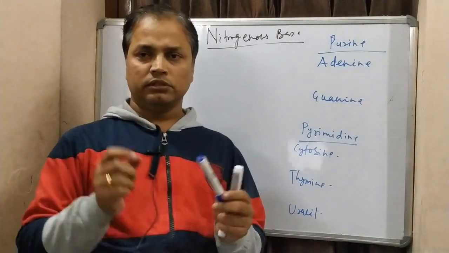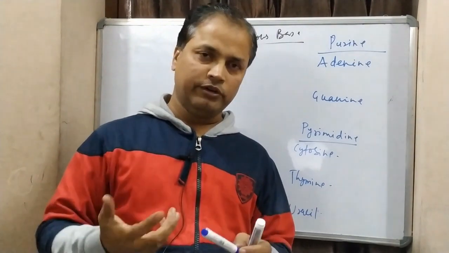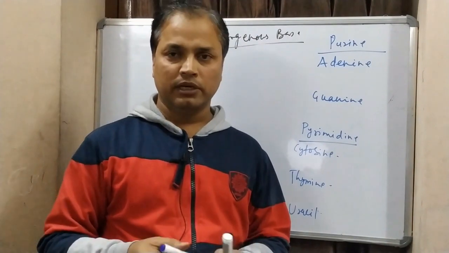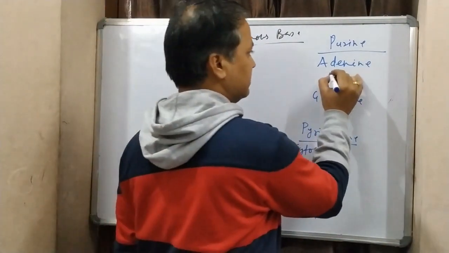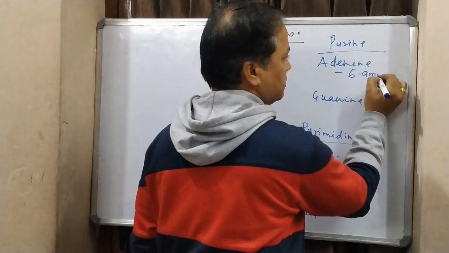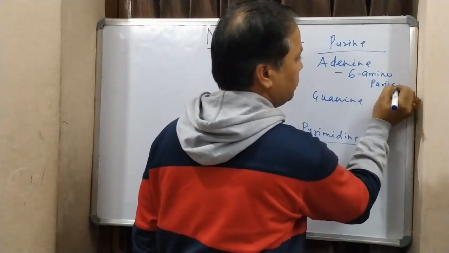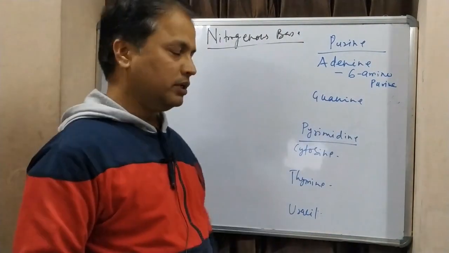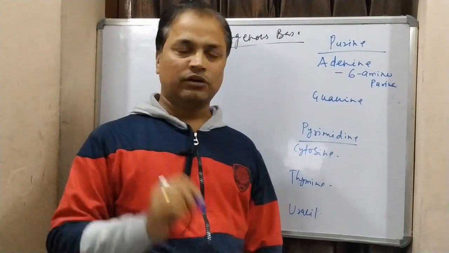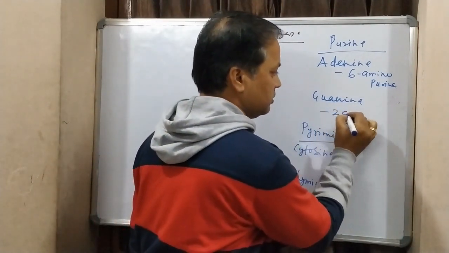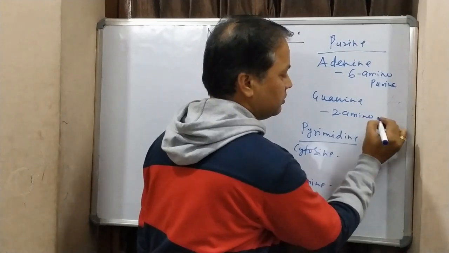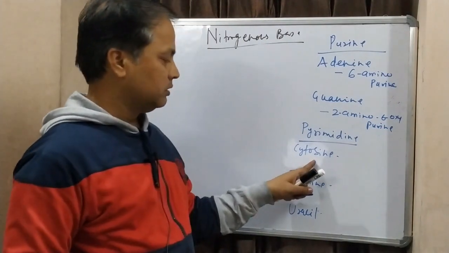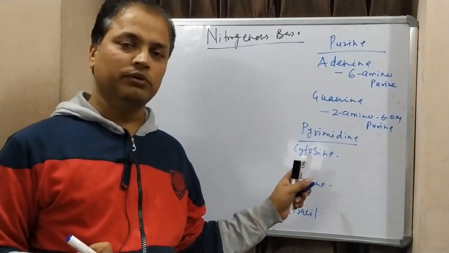So adenine: if you remember the name and the basic template of purine and pyrimidine, you can write the structure automatically. Adenine is called 6-aminopurine. Guanine is called 2-amino 6-oxypurine.